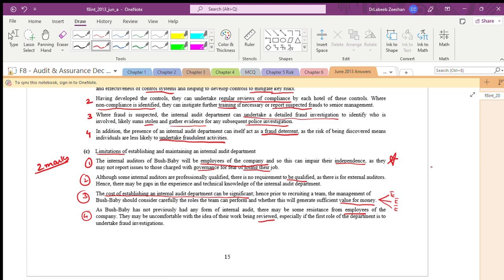The third one is that the cost of the internal audit department is very significant, and management should think carefully before they appoint an internal audit team, and whether it will generate value for money. You have to write this. Understand the point? The moment you come across something related to internal audit, write value for money audit.